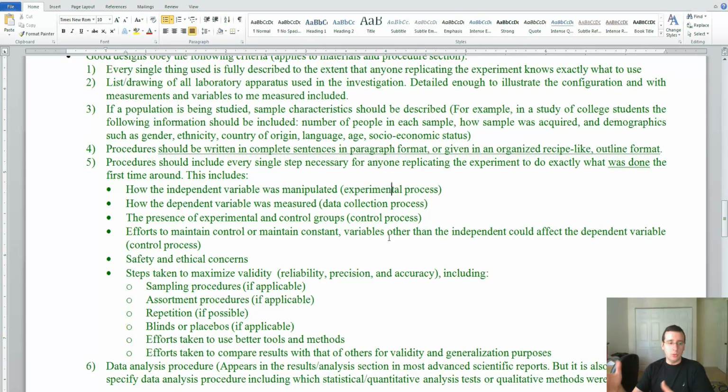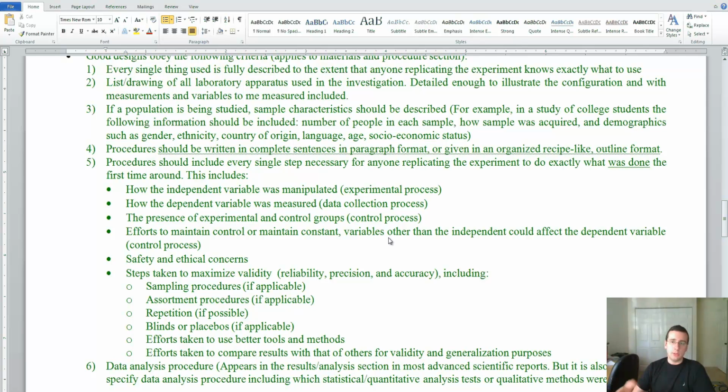Some of these things could include: how did you take samples, especially if you work with people? How did you sort people into different groups, experimental or control groups? Did you have repetition? Did you take averages instead of just measuring things once? Did you have blinds or placebos if you had to do that? Did you make efforts to use the best tools and methods available? Did you compare your results to those of other people to make sure the validity and generalization of your experiment was good? All of these things should be included.